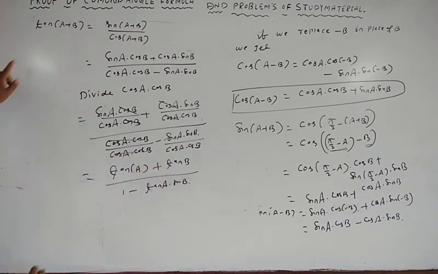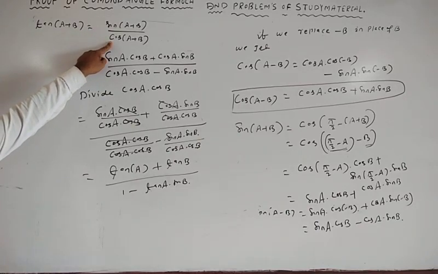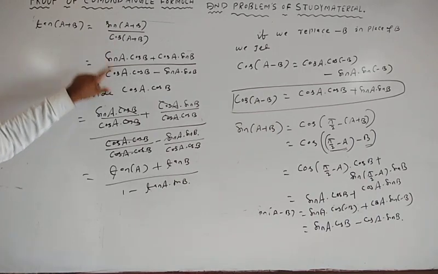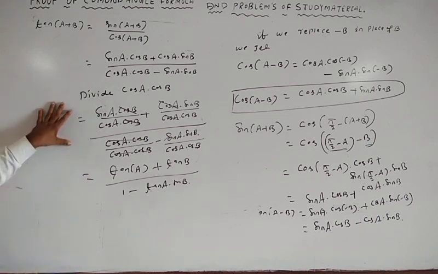Okay, so in this way if we replace minus b in place of b, we prove tan of a minus b is equal to tan a minus tan b by 1 plus tan a into tan b. Similarly, we prove cot of a plus b. In case of cot of a plus b, you have to write cos of a plus b by sin of a plus b, then use this formula. Here divide by sin a sin b.